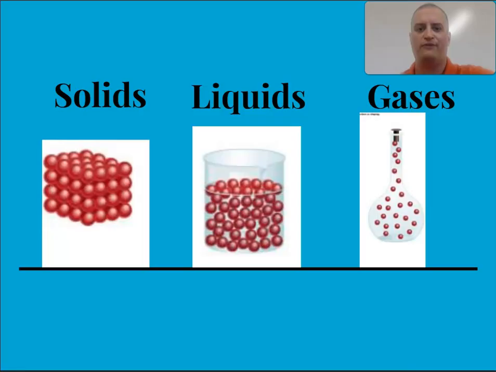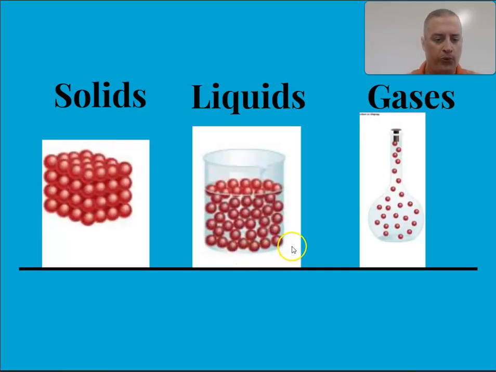So, we've got solids, liquids, and gases. Solids have a definite shape and volume. The particle motion of a solid is vibrating back and forth. They just vibrate with their little attractions back and forth. Liquids have a flowing type motion. They have a definite volume, but they'll take on the shape of the container they're in.